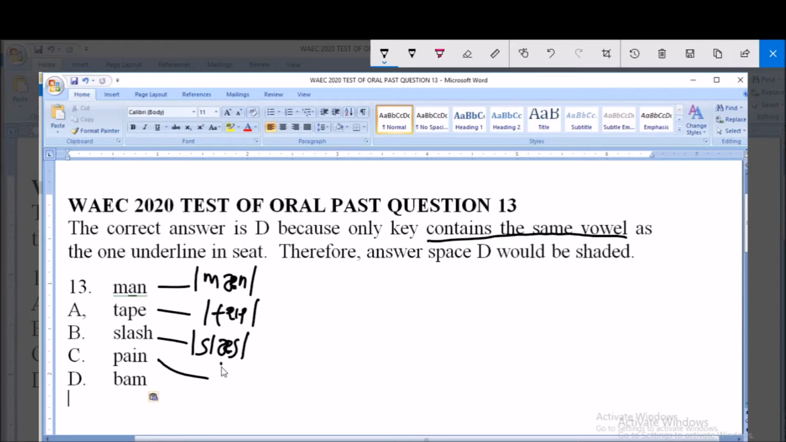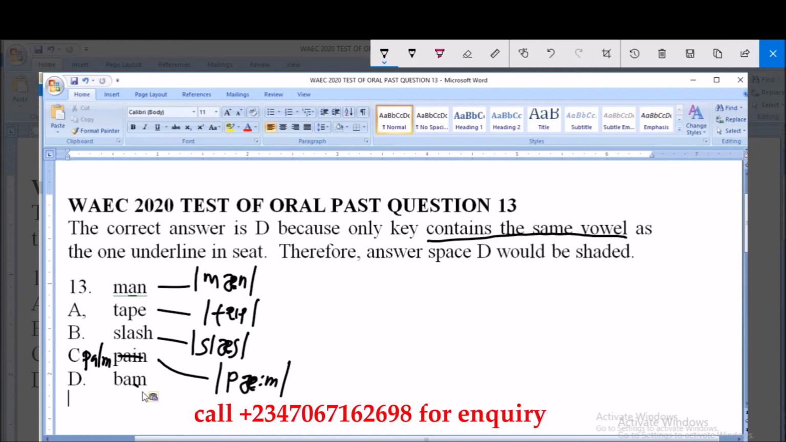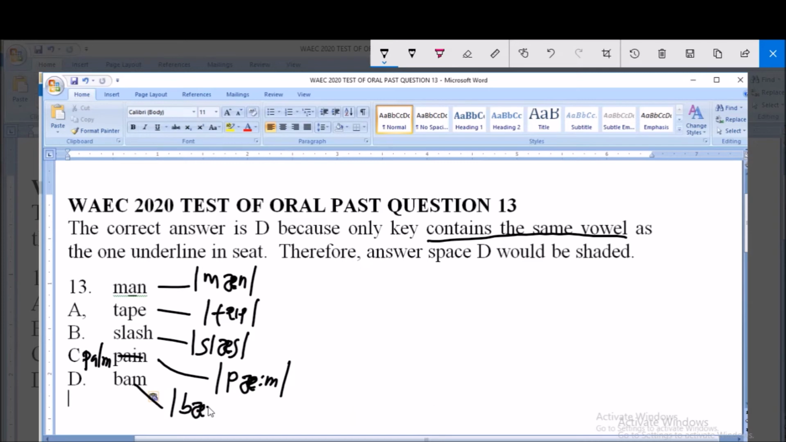Then option C is pronounced as palm. So what we have here is palm. So by international phonetic transcription, we have long A here. Then option D is pronounced as balm. So also what we have here is long A version, balm.